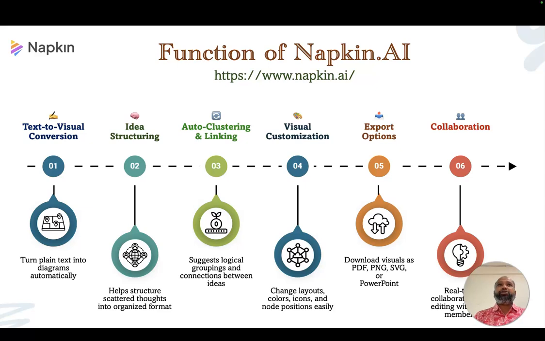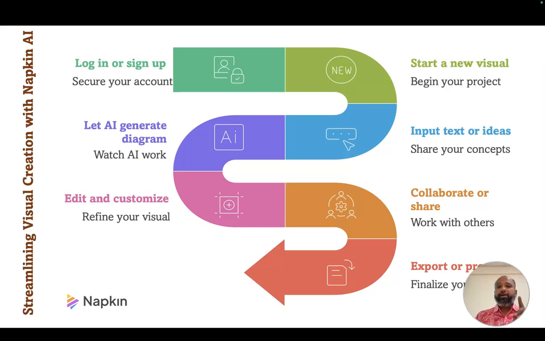These are the functions of Napkin.ai: text to visual conversion, idea structuring, even auto clustering based on the content, automatic clustering, visual customization, and export options. The good thing is that previously this tool did not support PowerPoint download, but in the last two months they have provided the option to download the PPT also, in PowerPoint mode. And we can download PDF files, PNG files, SVG, and collaboration. This many features are available in a single tool. And these are the steps. I'm going to explain the steps one by one.